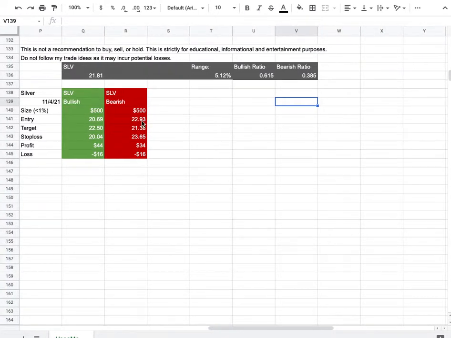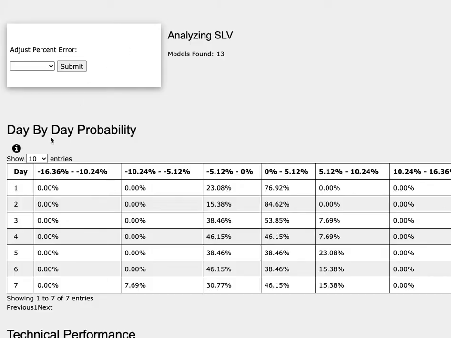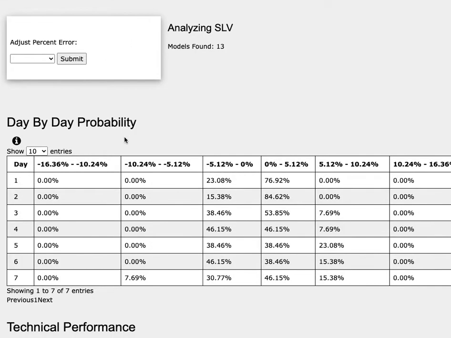So how did I develop these trade ideas? It all comes from the day-by-day probability model. As we progress to the fifth day, or week of trading, silver futures has a 38% chance to climb between 0 to 5%, a 23% chance to climb between 5 to 10%. To the downside, it has a 38% chance to fall between 0 to negative 5%.